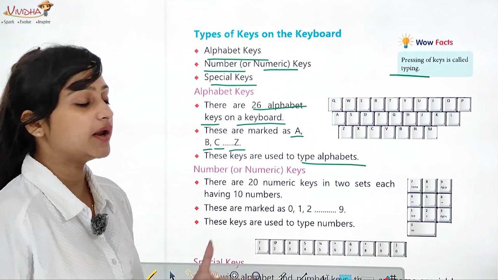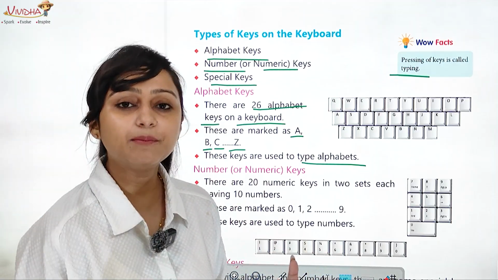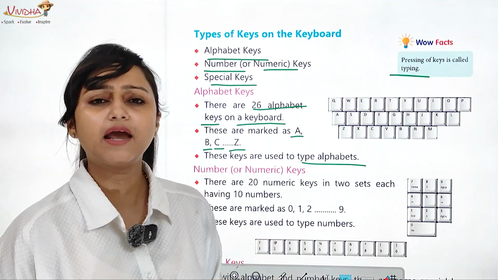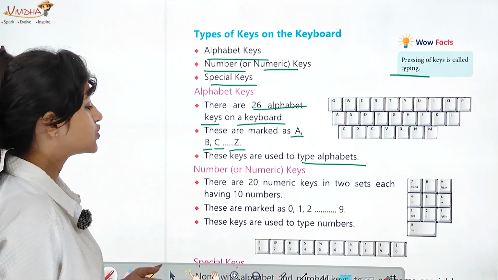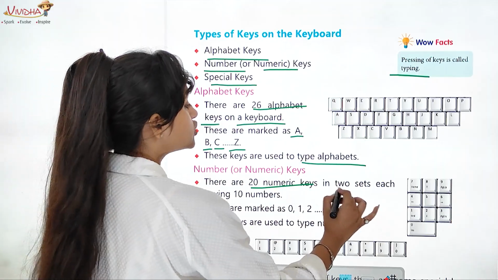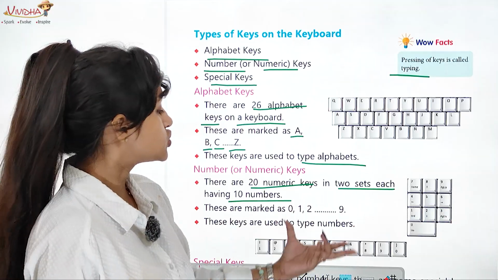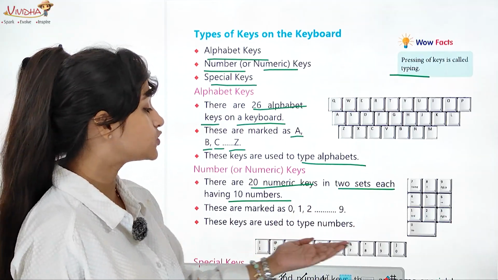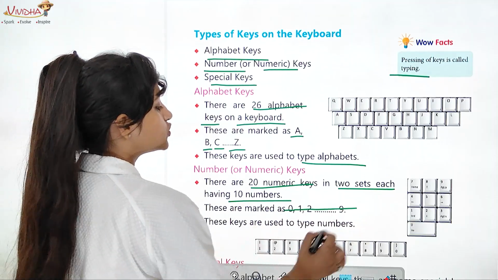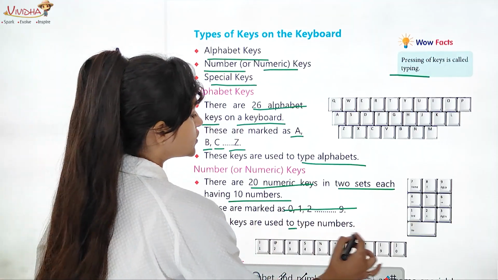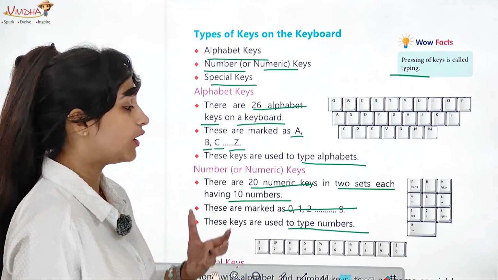Now, number or numeric keys. What are number or numeric keys? The numeric keys are used to type numbers. When you have to type any number, age or anything, the numeric keys or number keys are used. There are 20 numeric keys in 2 sets, each having 10 numbers. So they will be 20, 1 to 0 and 1 to 0. They are marked as 0, 1 to 9. You can type any number from these keys.